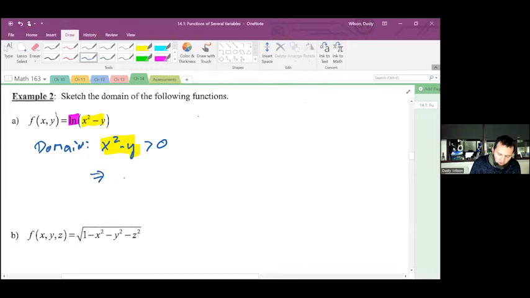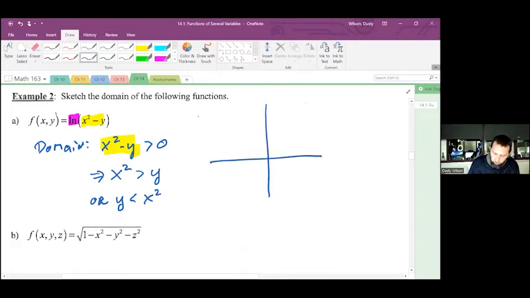So we could solve, and this tells us that x squared is greater than y, or if you will, y is less than x squared. So if we wanted to graph this, again, we have our xy axes. And it looks like we need to graph the boundary when y equals x squared, but we don't want to include it, so we'll make it nice and dashed. So this is the curve y equals x squared. And then we know we're going to have to shade above this or below this.